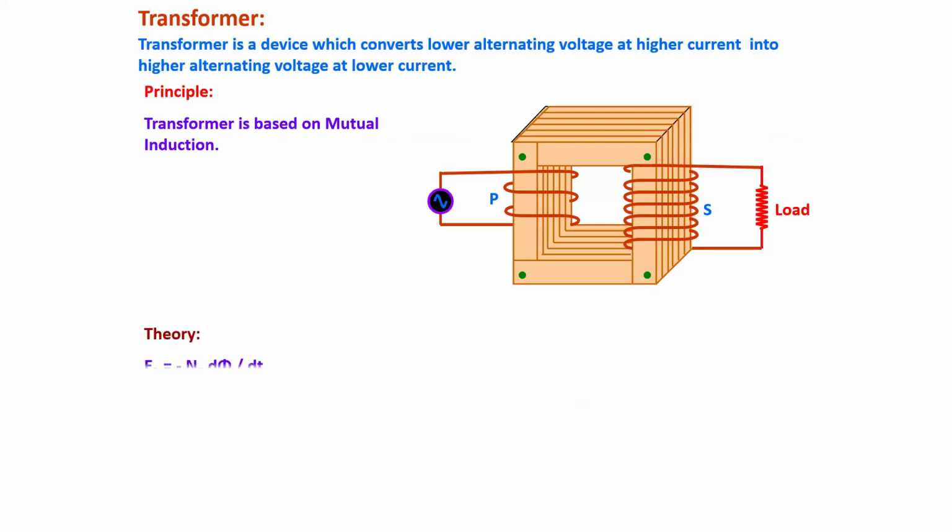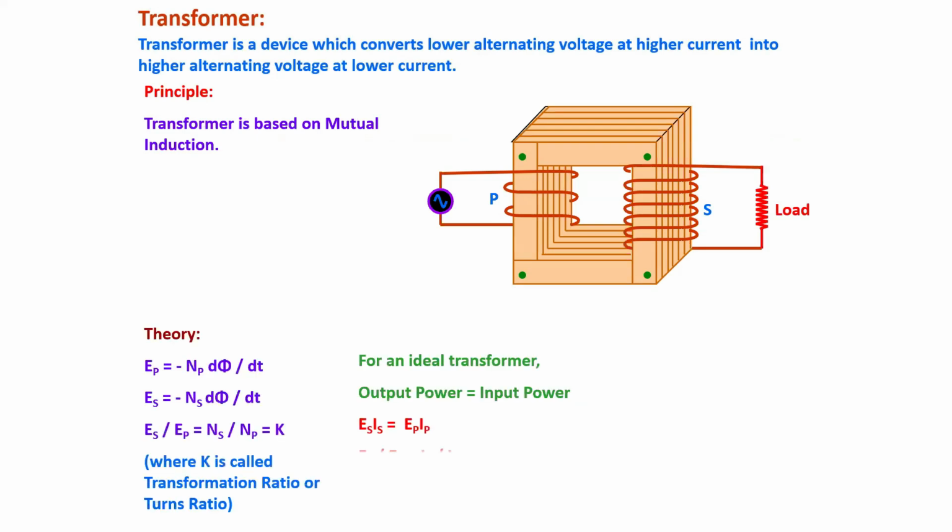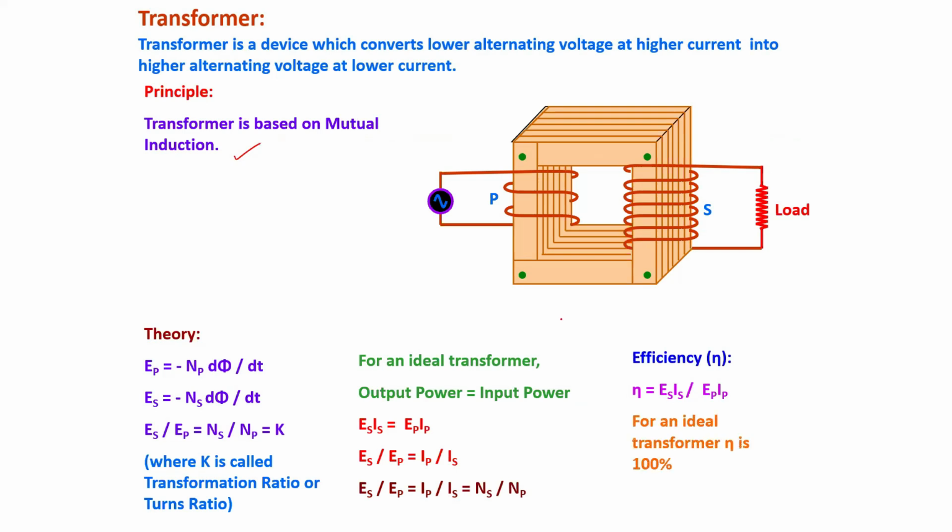It's known that a transformer is a device which converts lower alternating voltage at higher current into higher alternating voltage at lower current. The principle of the transformer is based on mutual inductance. The formula for calculating the efficiency of a transformer is ES times IS divided by EP times IP. In terms of number of turns, we usually use this equation. In terms of current, we use this expression.